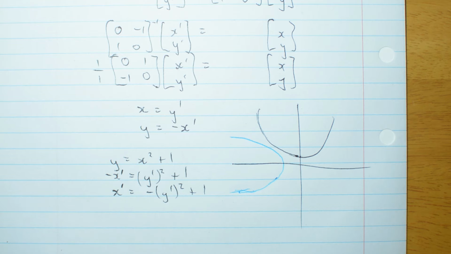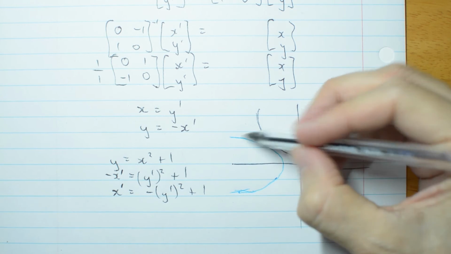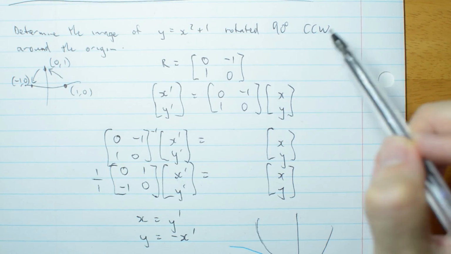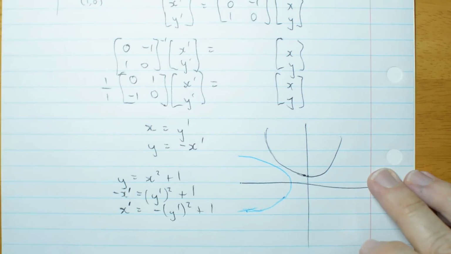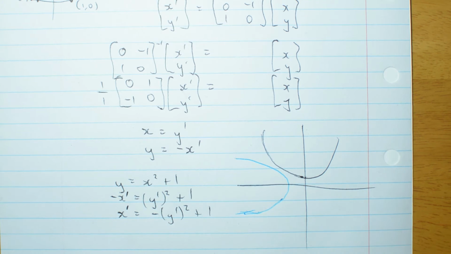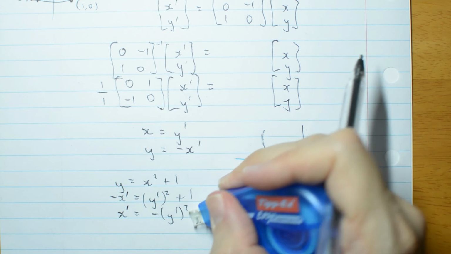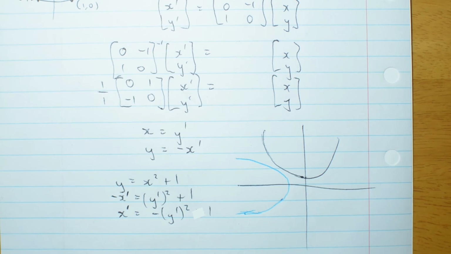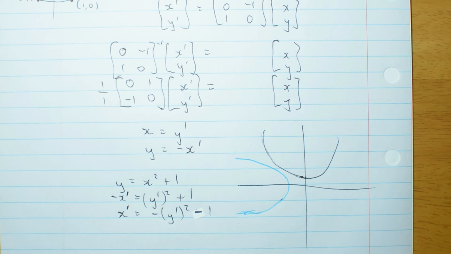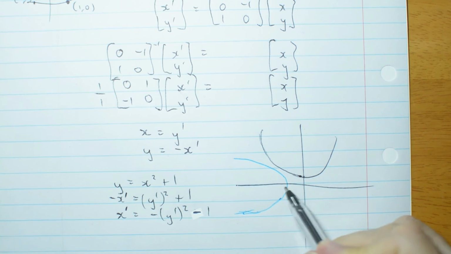No, it isn't. Can you see my error? I was bothered by the fact that I know this has to be the result because I've rotated 90 degrees counterclockwise, but I'm bothered by this plus 1. Of course, it should be minus 1, shouldn't it? I changed the sign of this, but forgot to change the sign of that. That makes more sense to me. Okay, minus 1.